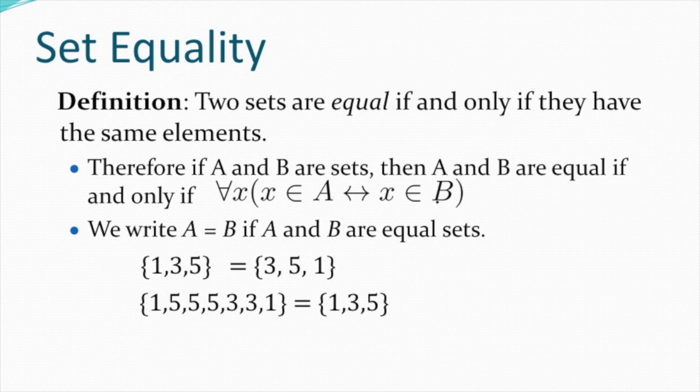Now look at the second example. The first set A has the elements 1, 5, 3, 3, 1, and the second one is 1, 3, and 5. Are they equal? Yes, because basically both elements are satisfying the relationship. So 1 belongs to A if and only if 1 belongs to B. 3 belongs to A if and only if it belongs to B. 5 belongs to A if and only if it belongs to B.